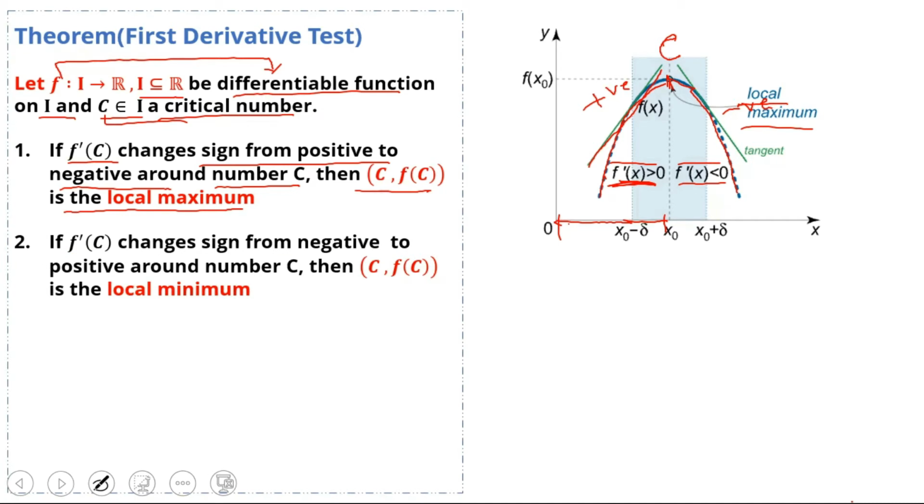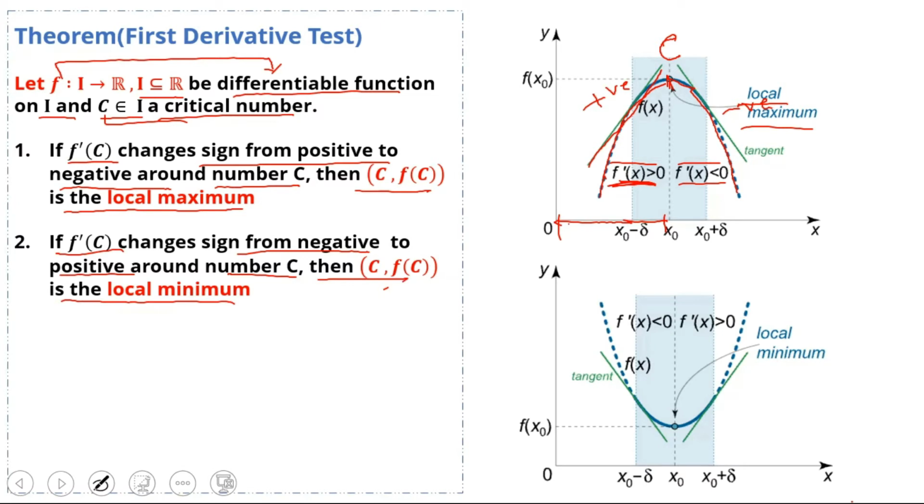Okay, second point we have: if the derivative of the function changes sign from negative to positive around this point, then this point is a local minimum. Again we see this with the help of a graph, and we can see the behavior of the function. First the function is decreasing, and then after this point the function is increasing.